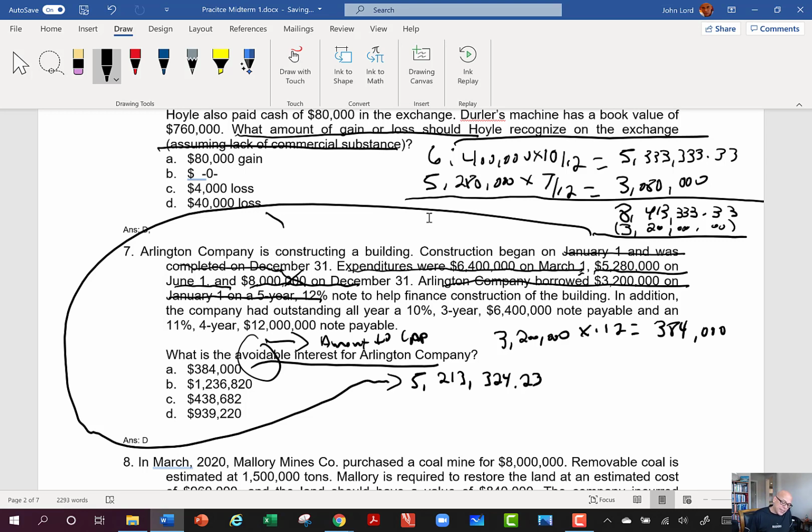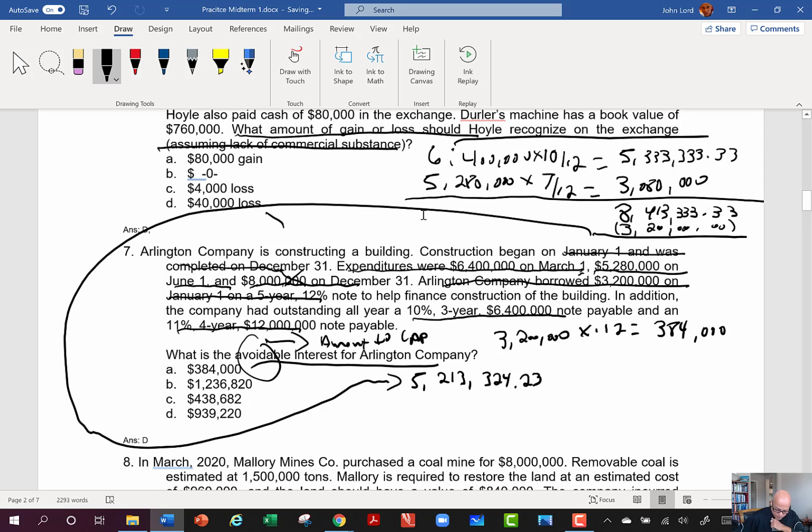Now I have to apply an interest rate to that, and the interest rate that you apply to that is the interest on all other borrowings of the company. Well, they tell me that they borrowed $6.4 million at 10% interest, and they tell me that they borrowed an additional $12 million at 11% interest. So what's the average interest on those other borrowings?